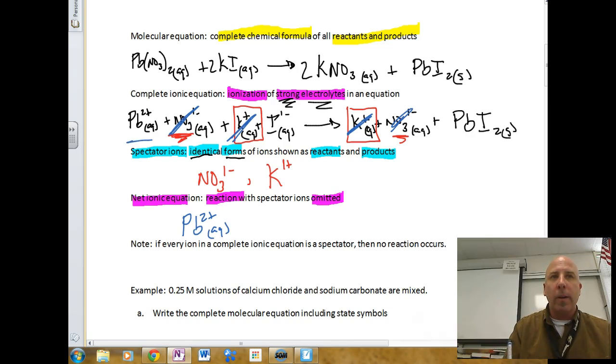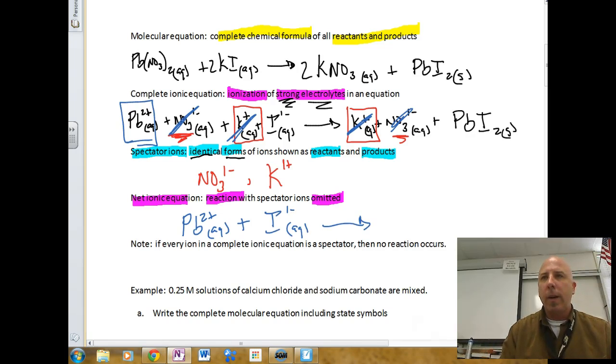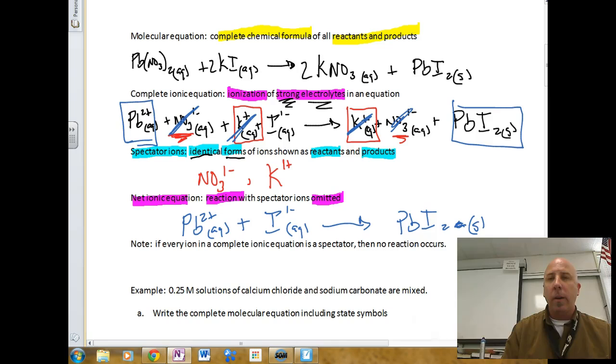I get that from right here. I also have my iodide, which is also aqueous. And then I have my solid lead(II) iodide. Oops, that's the solid there. And that is my net ionic equation. We'll have to balance this too. So we have 2 iodides there, and now we're balanced. So this would be considered a net ionic equation with spectator ions crossed out.